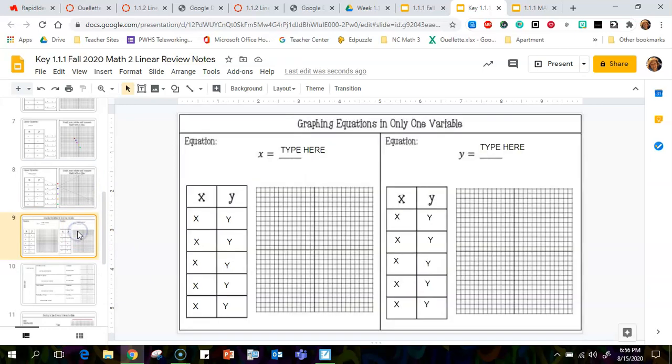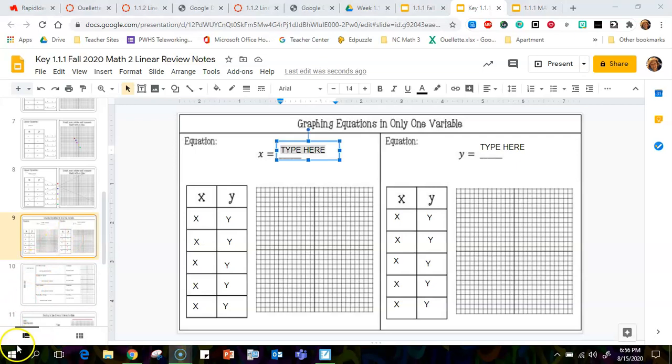All right, look at slide 9. The title of this slide is Graphing Equations in Only One Variable. In other words, it's not a y equals something. It is an x equals a number or y equals a number. And on this one, I want you to type in x equals -3. Thought I had highlighted it. I guess I didn't. -3.